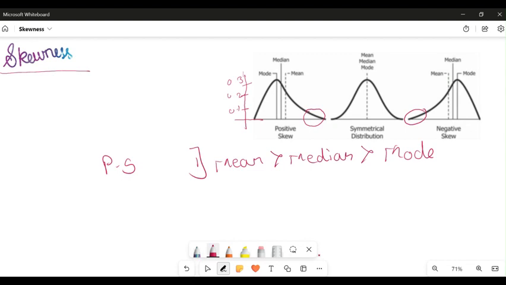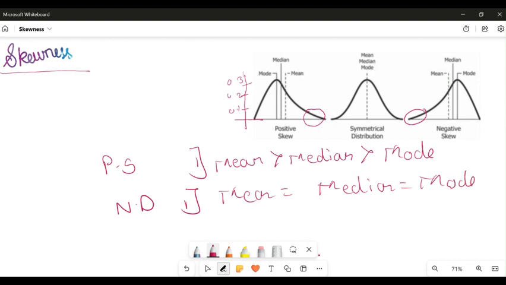In the symmetric case, that is nothing but the normal distribution, the mean value and median value are equal to the mode. It's nothing but mean is equal to median is equal to mode, so all the values will be the same. You can take it vice versa also: if the mean, median, and mode are the same, then we can say it's a normal distribution. If the mean is greater than the median and the median is greater than the mode, then we can say it's positively skewed. The vice versa part is also accepted.